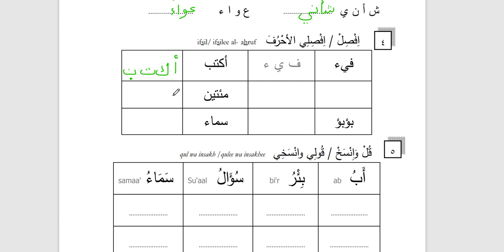Mi'atain means 200. So there's mim, there is hamza on a dotless ya. Remember the ya seat, and ta, and ya, and noon. Sama, sin, mim, alif, and hamza, and ba, and hamza on wow, then again ba, hamza on the wow.